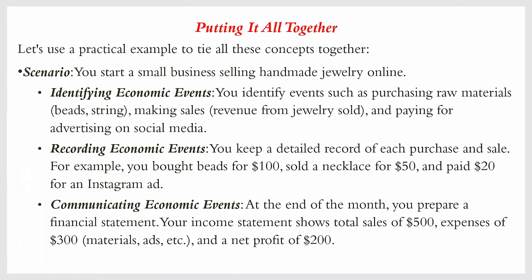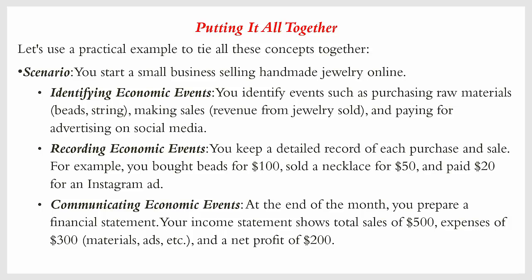Scenario. You start a small business selling handmade jewelry online. Identifying economic events. You identify events such as purchasing raw materials, beads, string, making sales, revenue from jewelry sold, and paying for advertising on social media. Recording economic events. You keep a detailed record of each purchase and sale. For example, you bought beads for $100, sold a necklace for $50, and paid $20 for an Instagram ad.